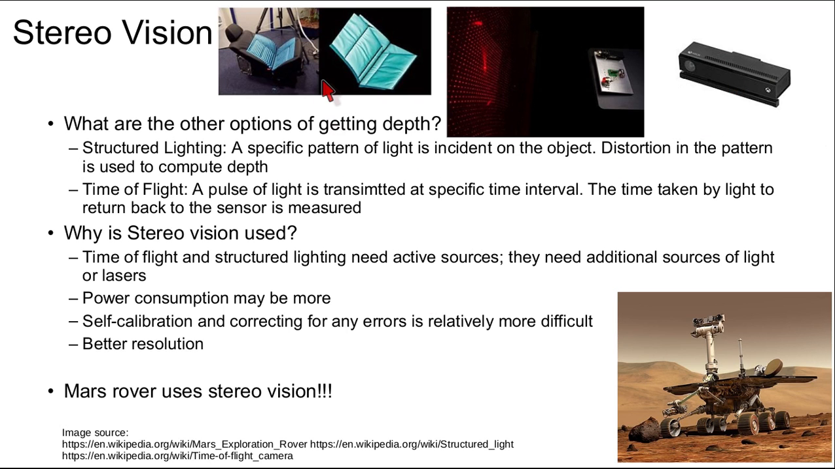Checking to make sure that these conditions are satisfied in the case of structured lighting and time of flight systems could be a little bit more difficult. Stereo vision relies on individual pixels to give depth information. So in general, it is possible that you may get better resolution from stereo vision. And remember, the Mars rover also uses stereo vision. The two cameras that are mounted here are stereo cameras, and stereo vision concepts are used in order to estimate the depth of objects around the Mars rover.